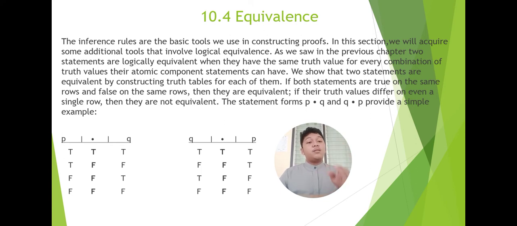So if both statements are true on the same rows and false on the same rows, they are equivalent. If their truth values differ on a single row, then they are not equivalent. The statement forms P.Q and Q.P provide a simple example.